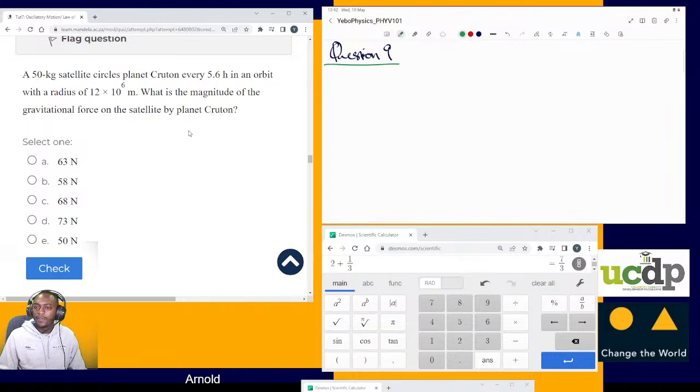Question 9 reads, a 50-kilogram satellite circles a planet Krypton every 5.6 hours in an orbit with a radius of 12 times 10 to the power of 6 meters. What is the magnitude of the gravitational force on the satellite by the planet? Okay. So this is orbiting, right? Okay, yes.